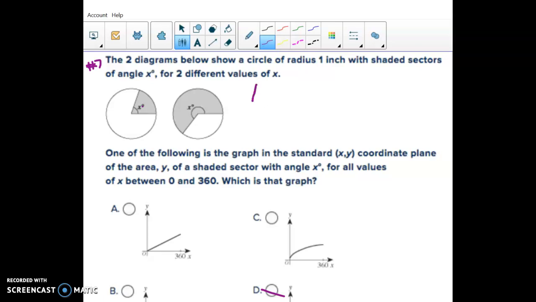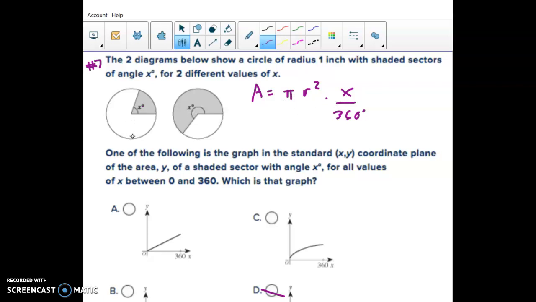So area of a circle is pi radius squared. And so these are called sectors of a circle, and that's just part of the area. So basically the fraction that you have is x out of 360. Right? So however many degrees you have out of the total, that fraction multiplied by the total area will get the area of the shaded region.